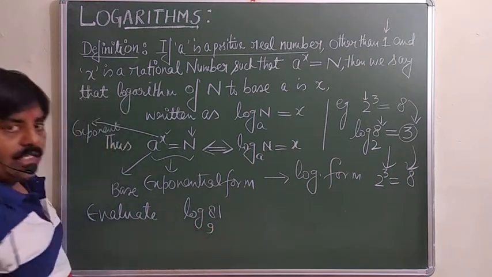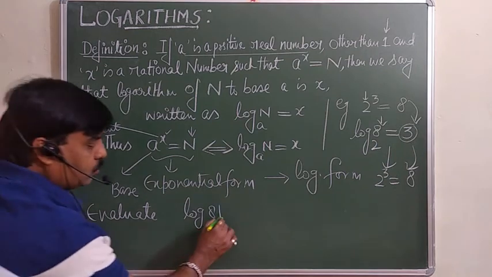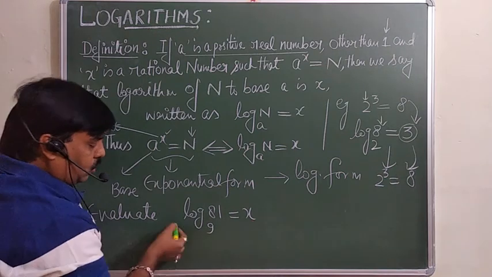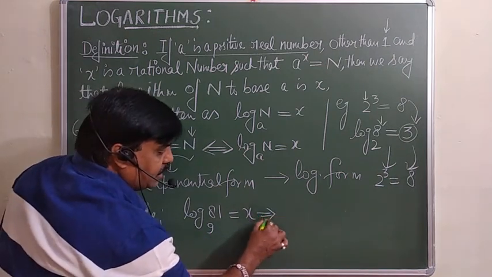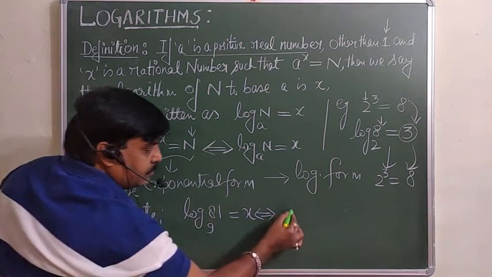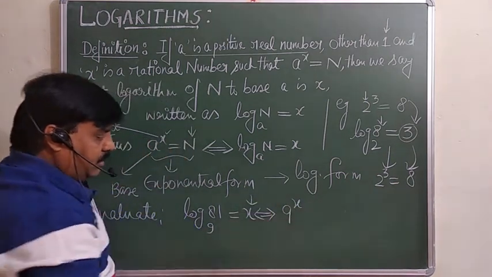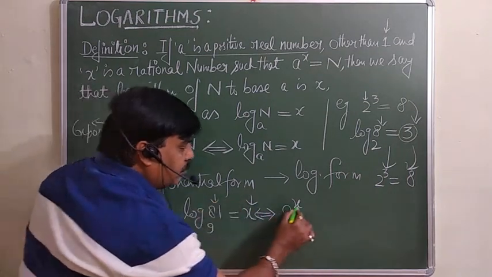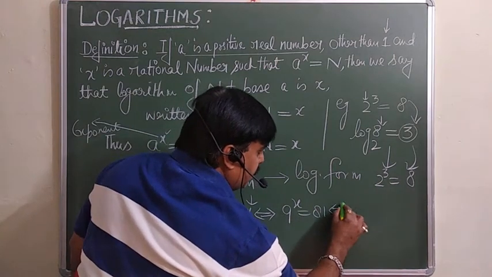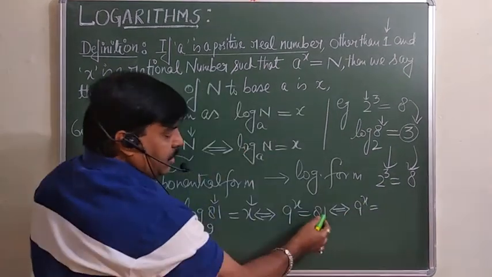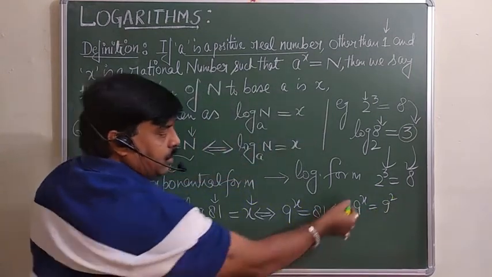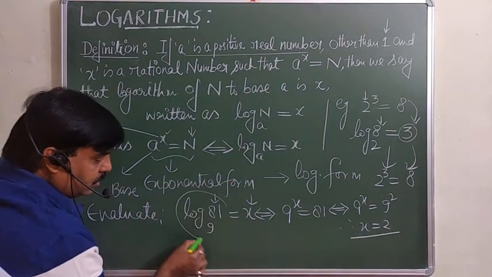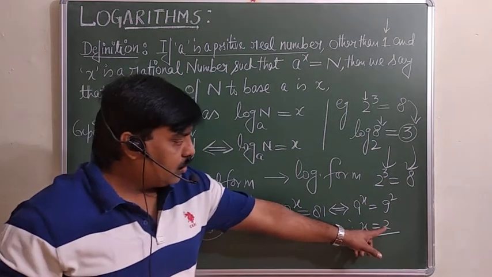like log 81 base 9. We want to know the value of this one, so you can assume, let us suppose this is x. This is your logarithm form. Then it can be written in the exponential form: base 9 raised to power x will be equal to this number 81. We can write 9 raised to power x is equal to 9 raised to power 2. You can compare the exponents, so you will get x equal to 2. It means the value of log 81 at the base 9 is equal to 2.